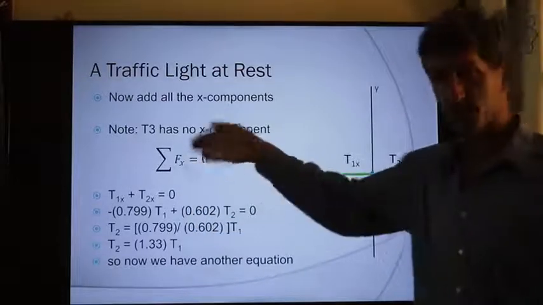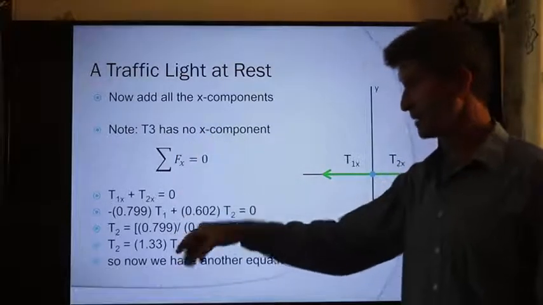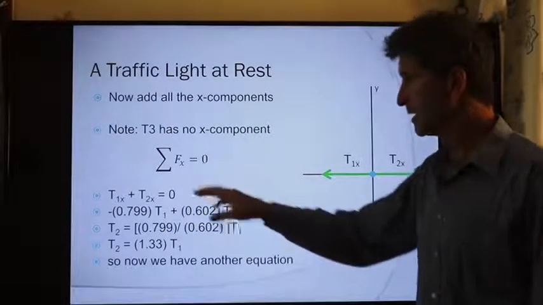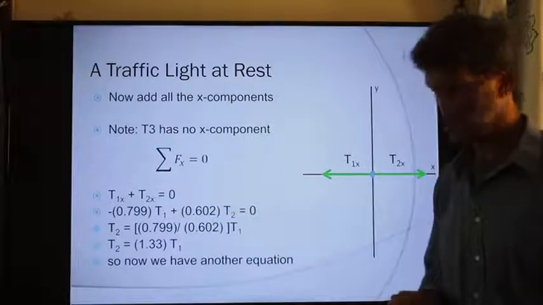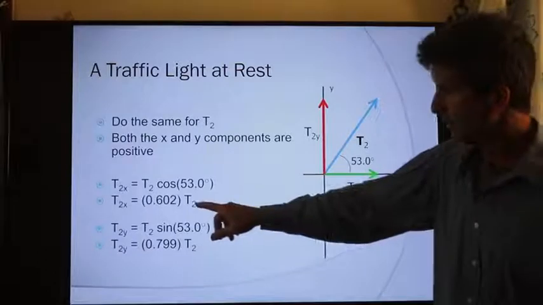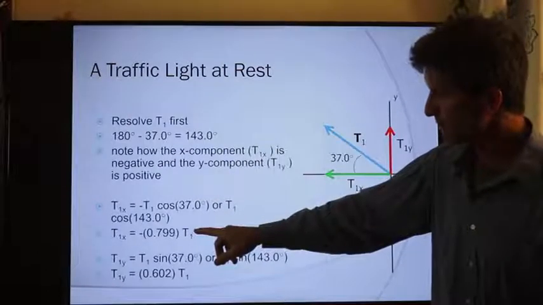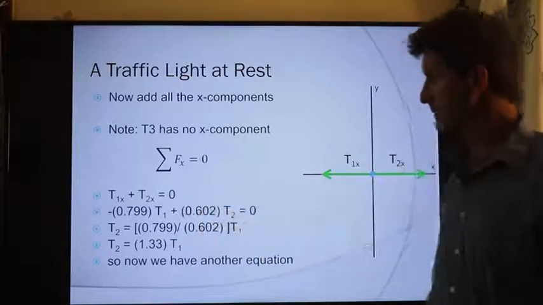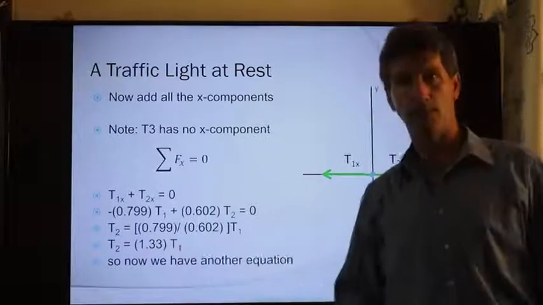Because again, all the forces in the x direction have to equal 0. T1x plus T2x, T3x is 0, so we don't even add that there. Set them to 0, and now notice I have a T1 and a T2 in this equation. I made my substitution from earlier on. Here's T2x, here's T1x. I'm going to plug that and that into here, and that gives me a relationship between T2 and T1.